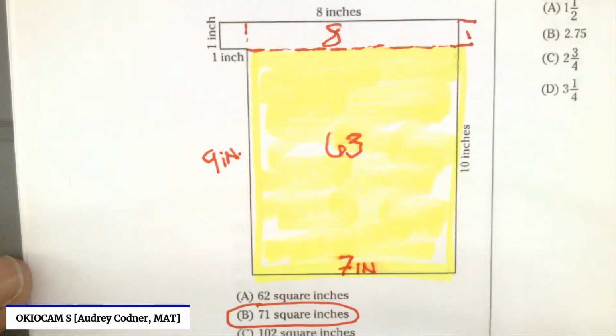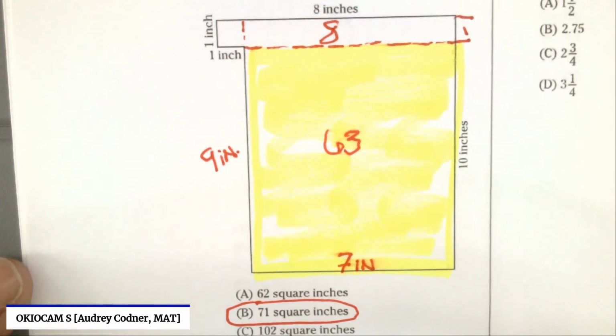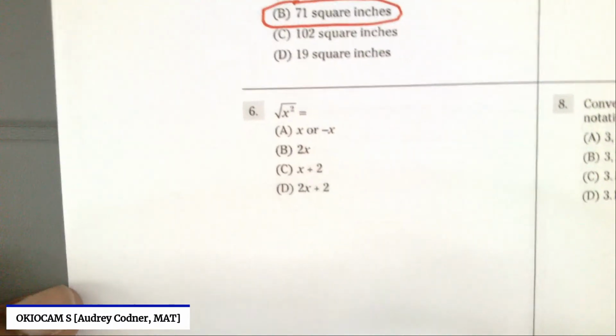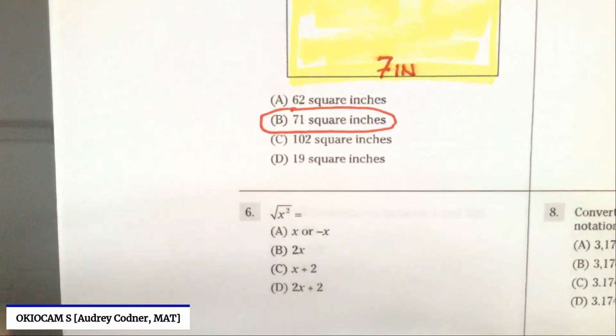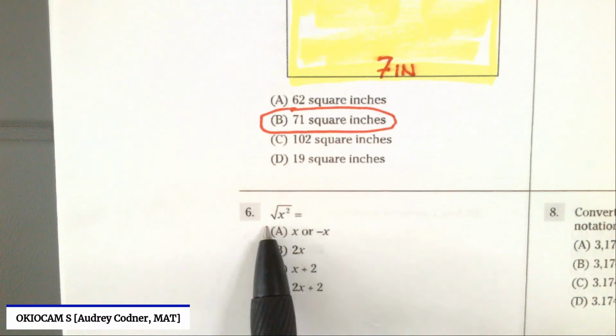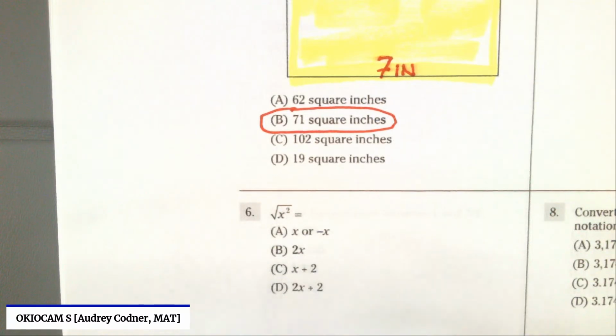Let's go for the next one. All right. You're welcome. So, number 6, another one. This is telling you that you've got the square root of x squared. Okay, the square root of x squared. So, right away, what do we got?